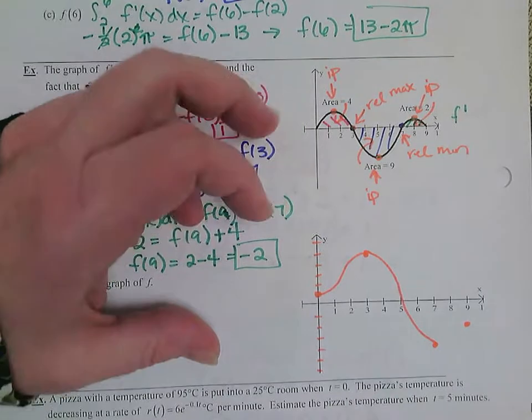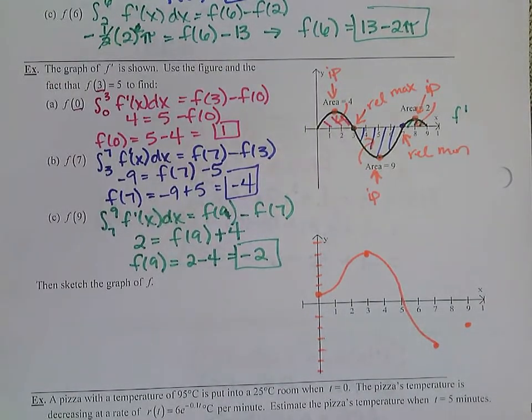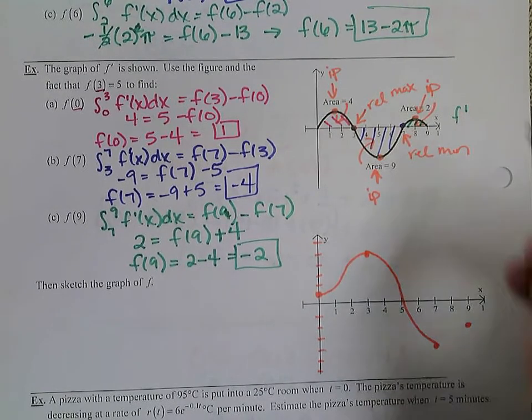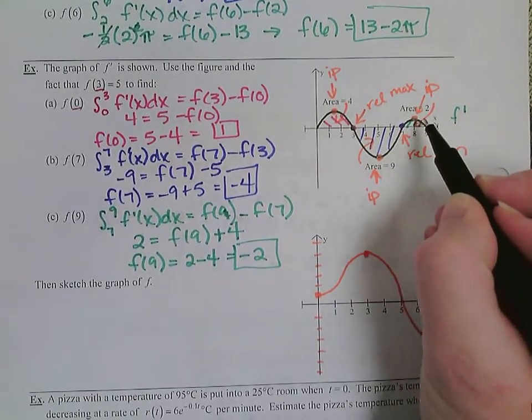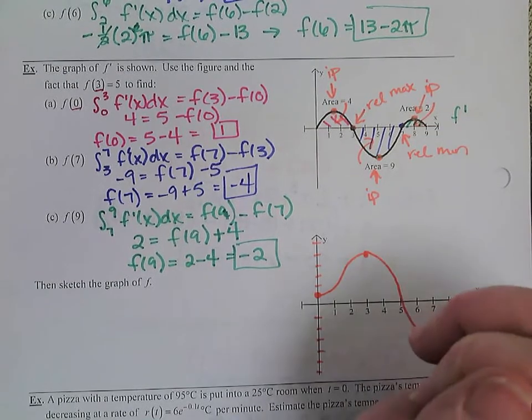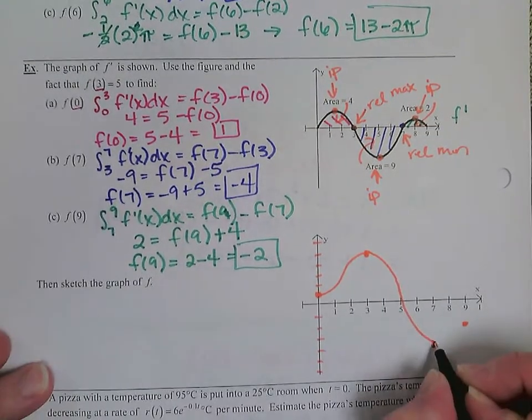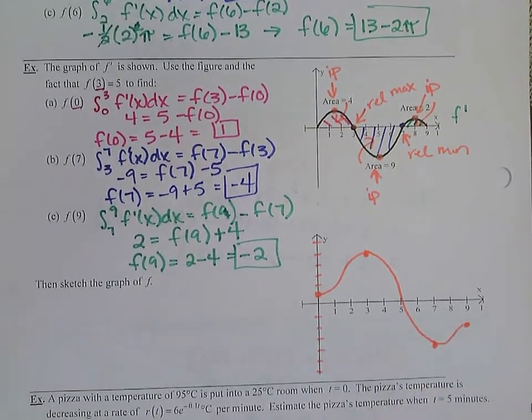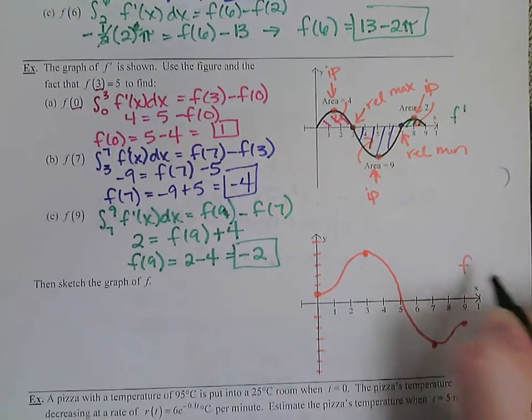I know that at 7 I have a relative minimum, and that after 7 my graph will be increasing again. It's going to be concave up until about 8, and then it's concave down until 9. So that's our sketch of F.